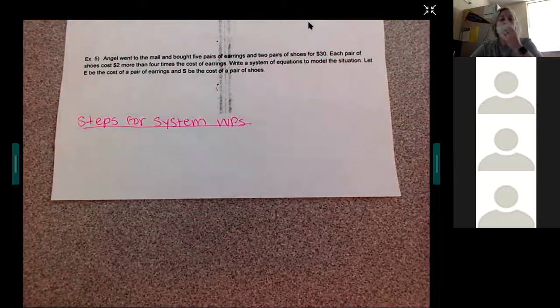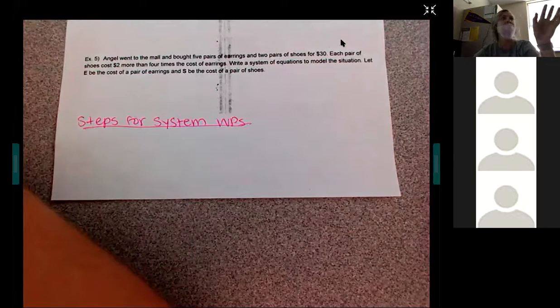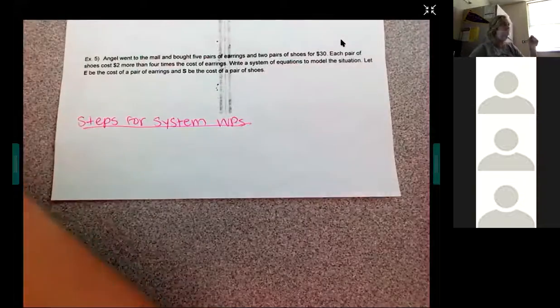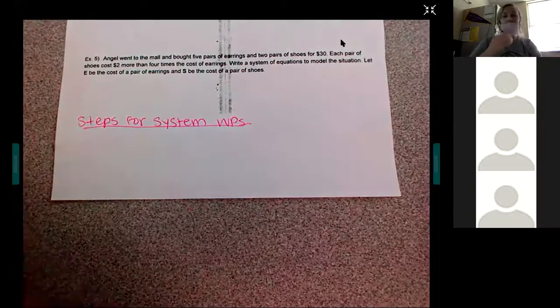Okay. Steps for system word problems. Does everybody have that written down at the bottom of your sheet? It's the last notes ever. Pay attention, okay? Yes? All right.